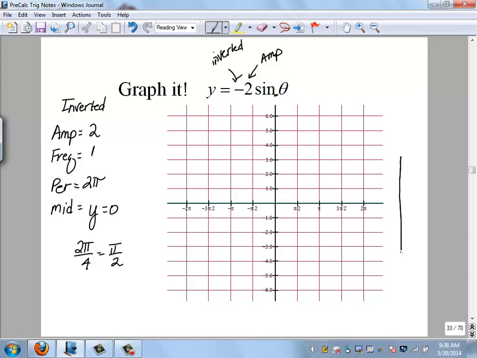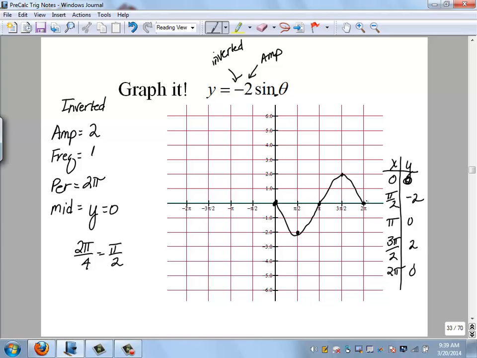So I kind of set my table up as I'm doing this. 0, pi over 2, 2 pi over 2, 3 pi over 2, 4 pi over 2. Okay. So I know my midline's right here, so I know I start at 0, 0. Now, if it's been inverted, it's going to go down first. So it's going to go down to -2 first because it's been stretched. Come back up to 0, come up to 2, and then go back to 0. So it looks like it's reflected over the x-axis.